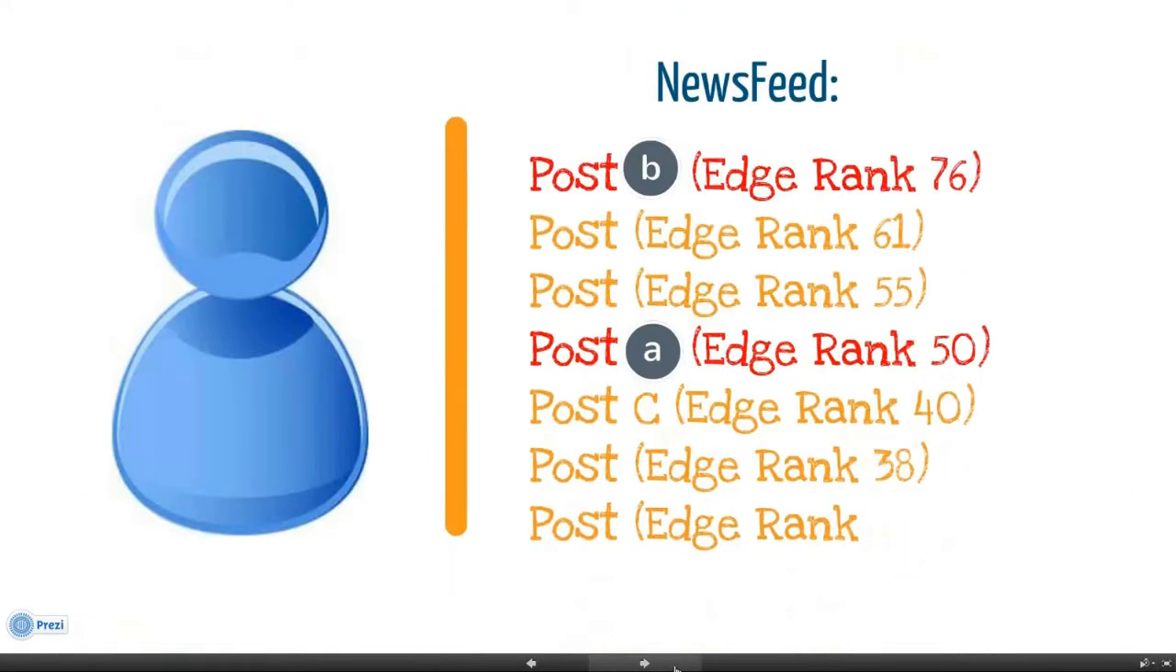So if we go down into another news feed, you can see that post B is going to have a higher spot in the news feed. It's going to have a higher EdgeRank than post A, just because it had more comments, likes, shares. All those things are going to add up to give it more weight.